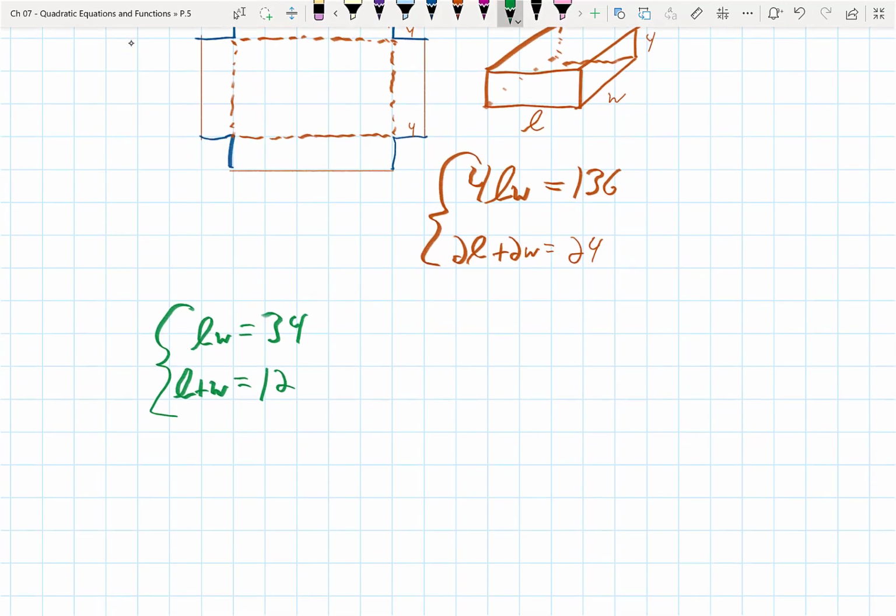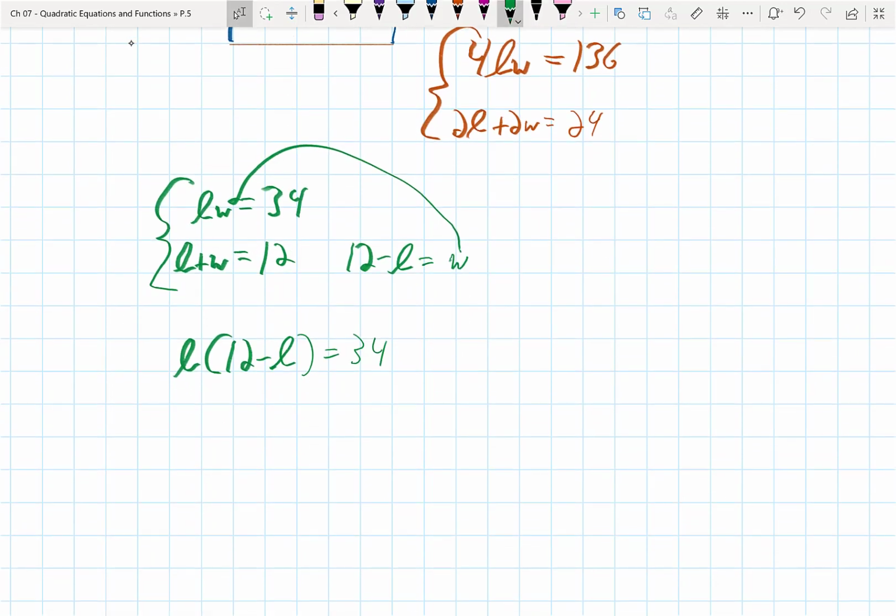I'm going to do a substitution and solve this second one. 12 minus L is equal to W. Go ahead and plug that in here. So I get L times 12 minus L is equal to 34. This means that I need to multiply everything out and see if I can refactor it or use another method. So 12L minus L squared is equal to 34, or L squared minus 12L plus 34 is equal to 0.